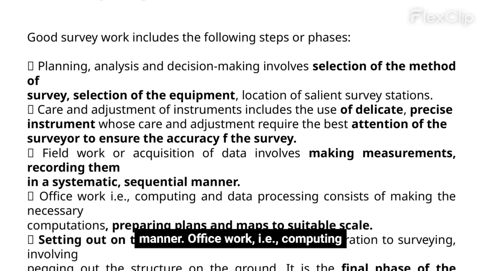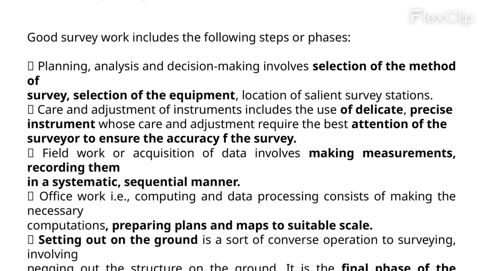Office work, i.e., computing and data processing, consists of making the necessary computations, preparing plans, and maps to a suitable scale. Setting out on the ground is a sort of converse operation to surveying, involving pegging out the structure on the ground. It is the final phase of the surveying before the construction engineer can begin work.